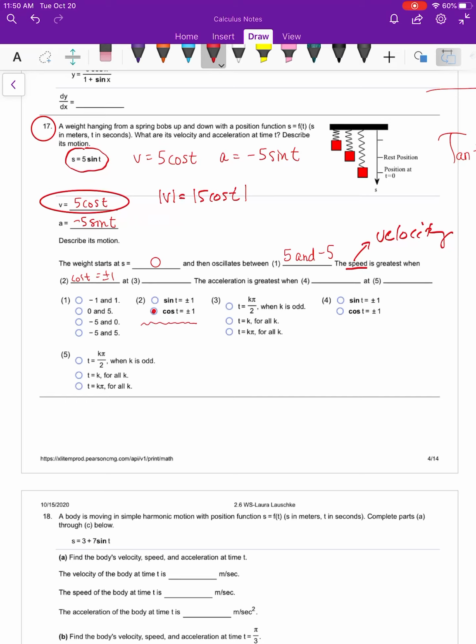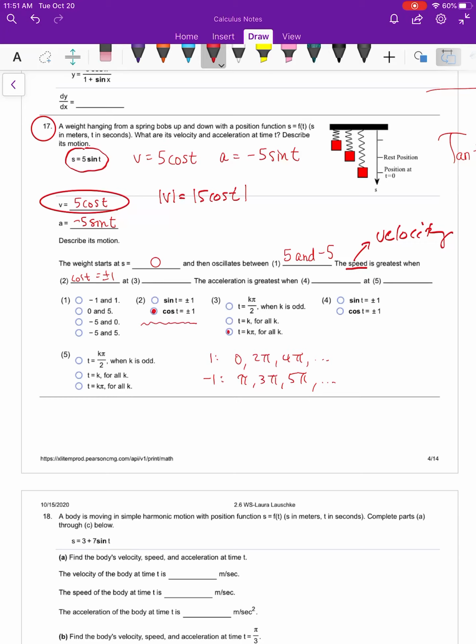So the cosine is going to be +1 and -1 at 0, at pi, at 2 pi, sorry, because it's -1 also. Because if you wanted to, you could split it up and say, okay, it's +1 at 0, at 2 pi, at 4 pi, and it's -1 at pi, at 3 pi, at 5 pi. So you can see that it's going to be at 0, 1, 2, 3, 4, 5, right? At all of those if you said k pi for all k.